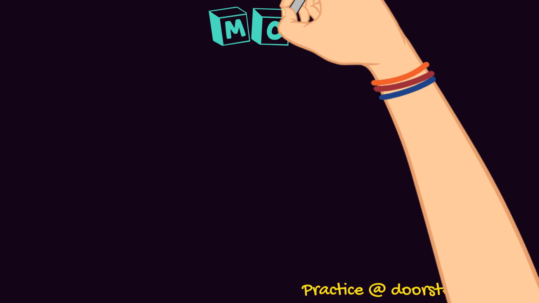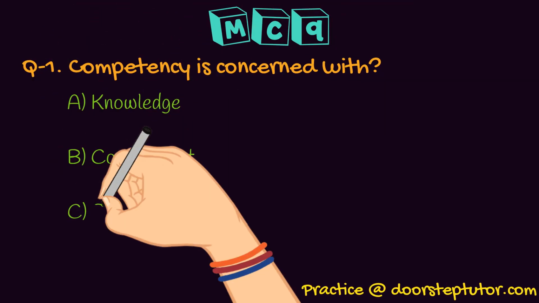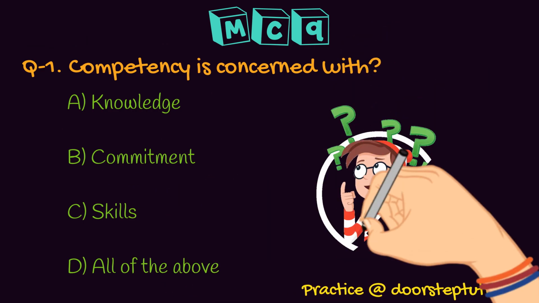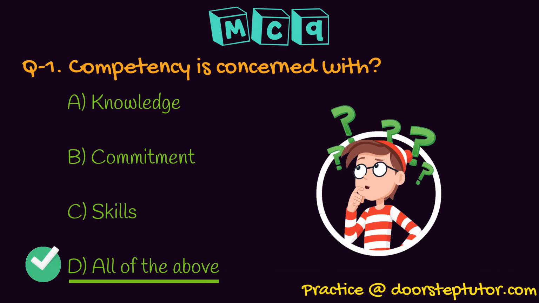Now let us discuss various questions. So the question is, competency is concerned with knowledge, commitment, skills, mood, all of the above. See, we discussed that it is a combination of knowledge, commitment and skills. So the correct answer for this would be all of the above, right?